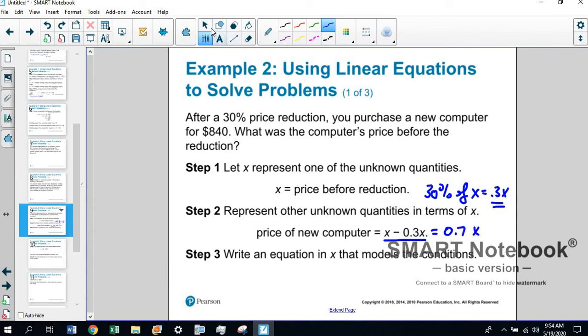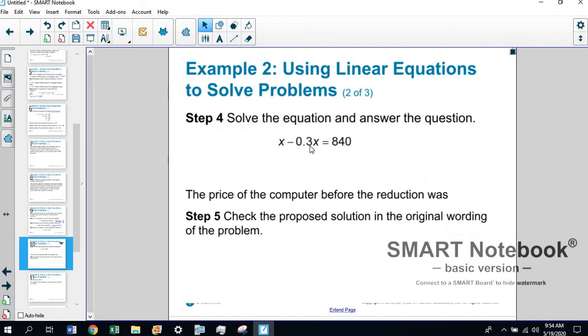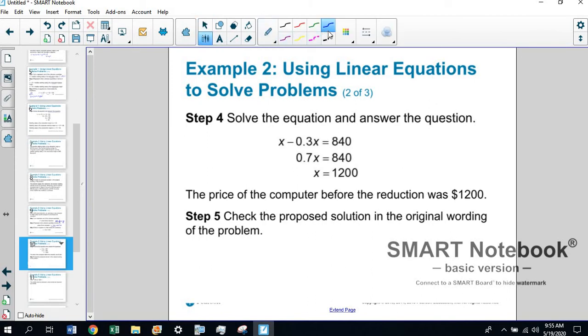And so the equation that tells us what's going on here is that x minus 0.3x, or 0.7x, is equal to 840. Okay? So if you want to solve this, you get 0.7x equals 840. Divide both sides by 0.7. Use your calculator for that. All right? And you're going to get 1,200. Okay? And so the price before the reduction is $1,200. Again, units. Got to have your units in order to be the correct answer.